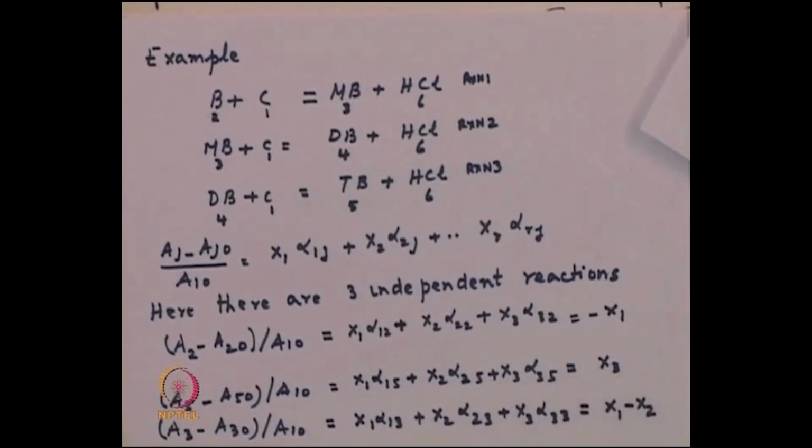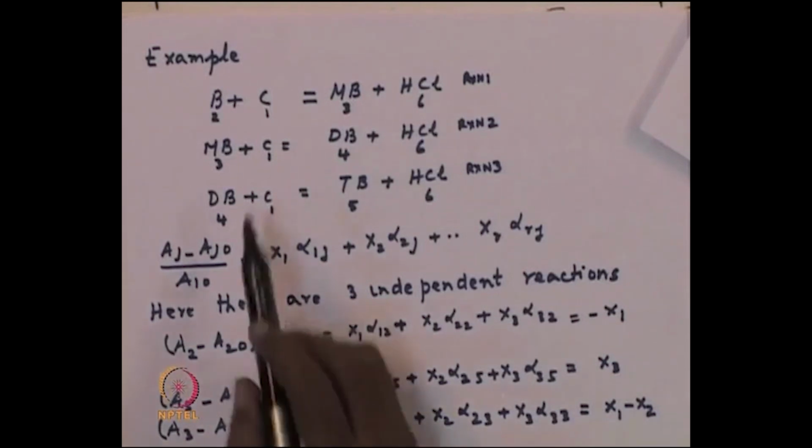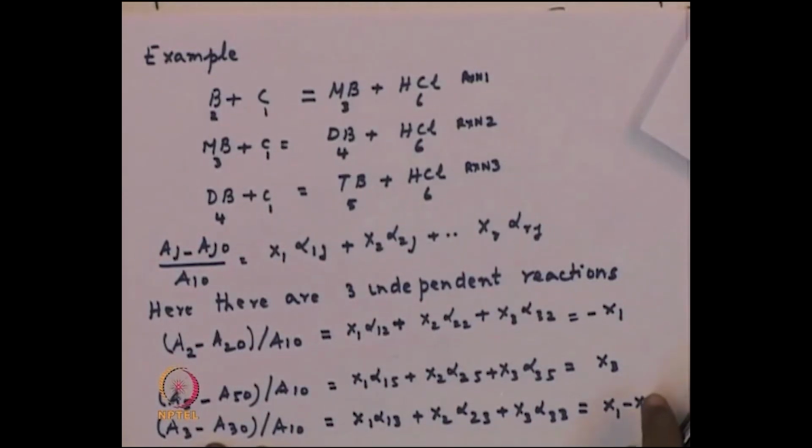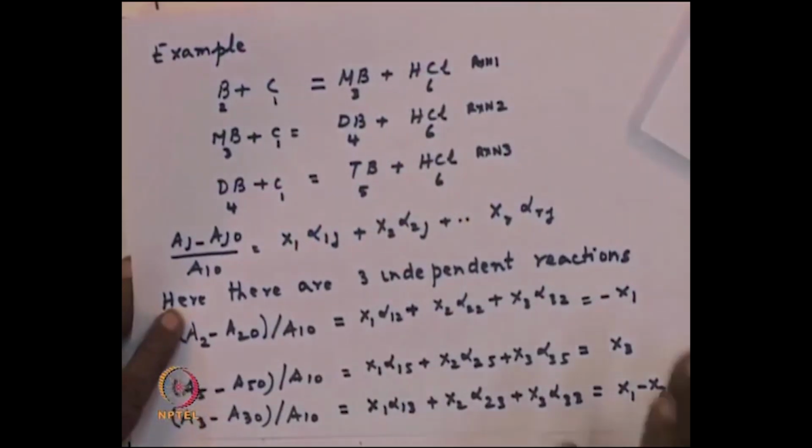Now, if you want to do this for A3 minus A30, it is x1 alpha 1 3, x2 alpha 2 3, x3 alpha 3 3. So, what are the values? x1 minus x2. In other words, based on our stoichiometry, we are able to express these species in terms of our unknowns x1 and x2. This is the important point.